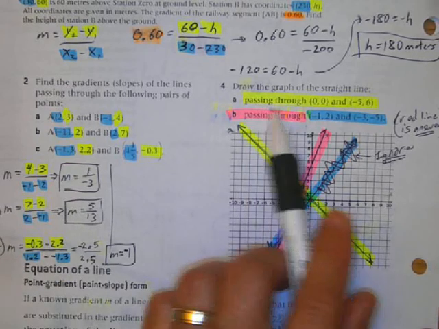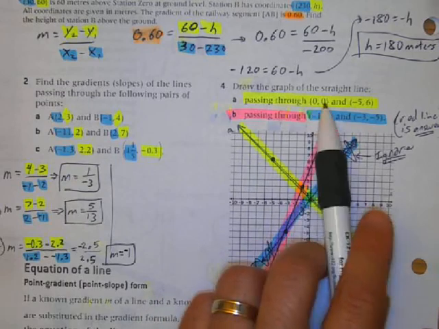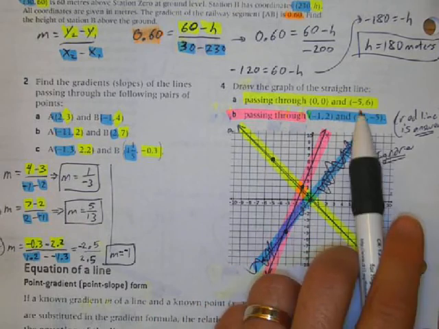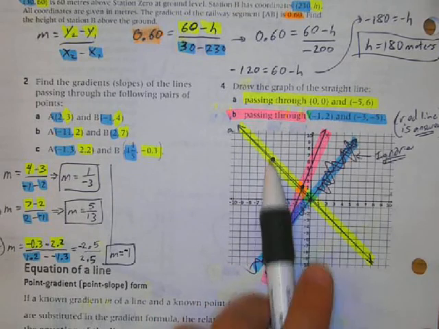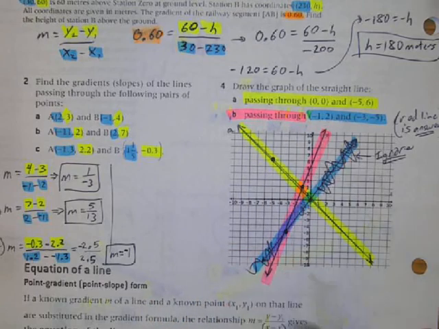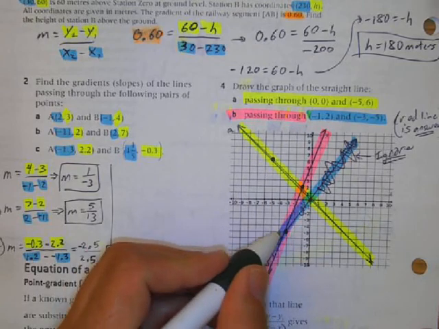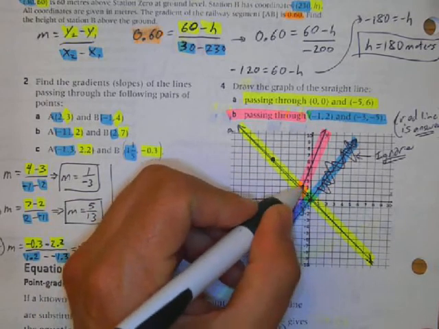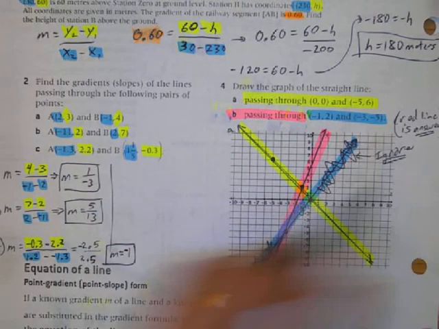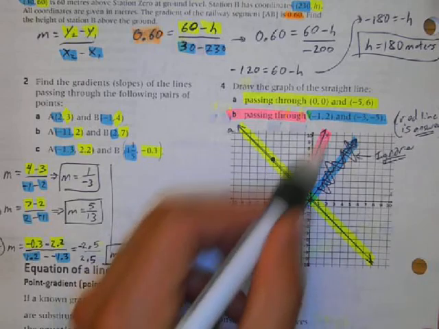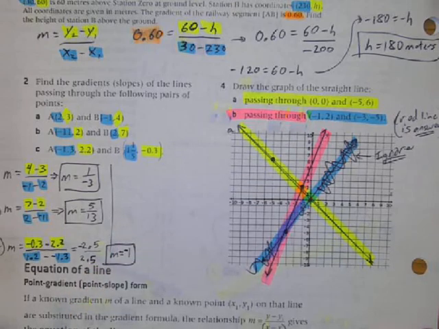Okay, on the graph below, graph a straight line of (0, 0) and (negative 5, 6). There we did. And passing through these 2 points, so negative 1, 2 is right there, and negative 3, negative 5 is right here. So I drew a line between these 2 points. So the orange line is the answer here.